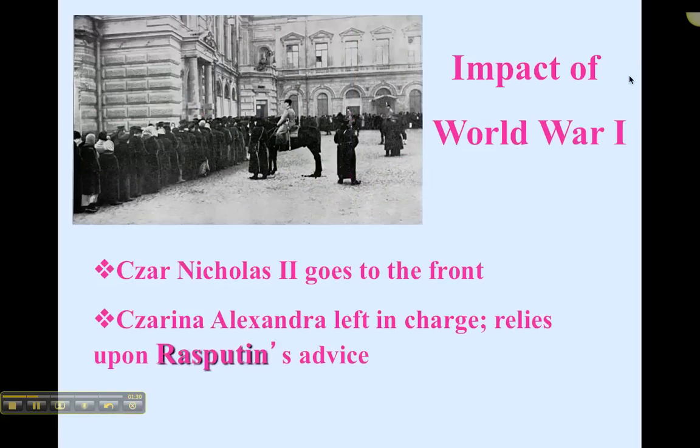His response is to go to the front lines himself and to be the hands-on leader and to lead the troops, hoping that this will boost morale. The consequence of that, however, is that his wife, Alexandra, is left in charge. Now, she is actually a granddaughter of Queen Victoria, but also a Russian princess. And so she's incredibly conflicted in making decisions concerning this war that's happening between her adopted homeland, Russia, and the land of her birth, Germany.